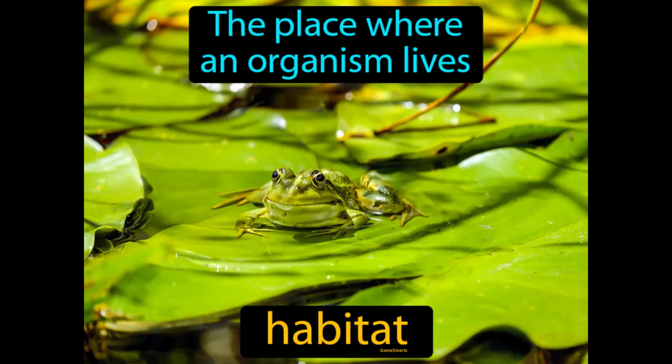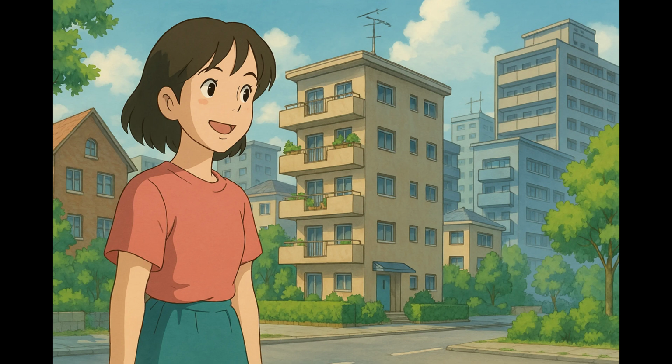The place where an organism lives. Habitat. A habitat is the natural home where plants and animals live and find everything they need to survive. Imagine trying to find the perfect apartment that suits all your needs and preferences in a bustling city. Just like how you need a place that fits your lifestyle, budget, and daily routines, an organism needs a habitat that provides the right conditions for its survival, growth, and reproduction.